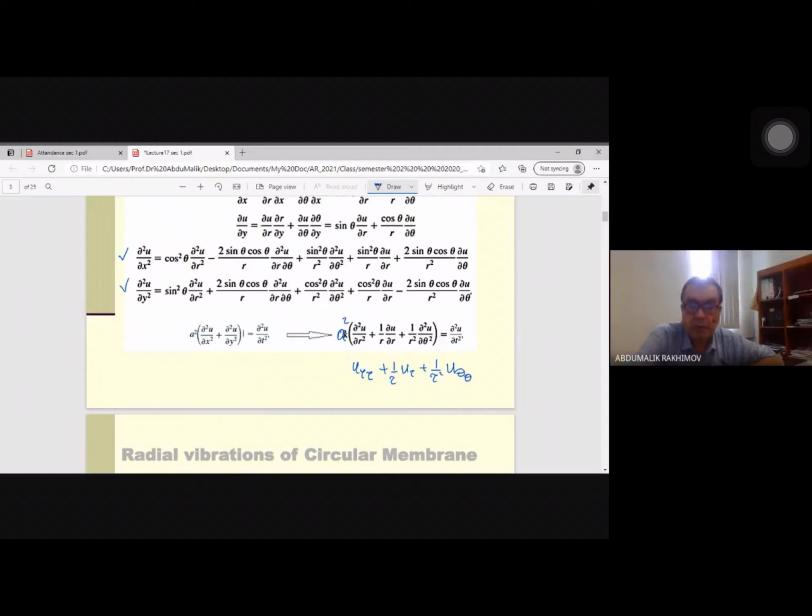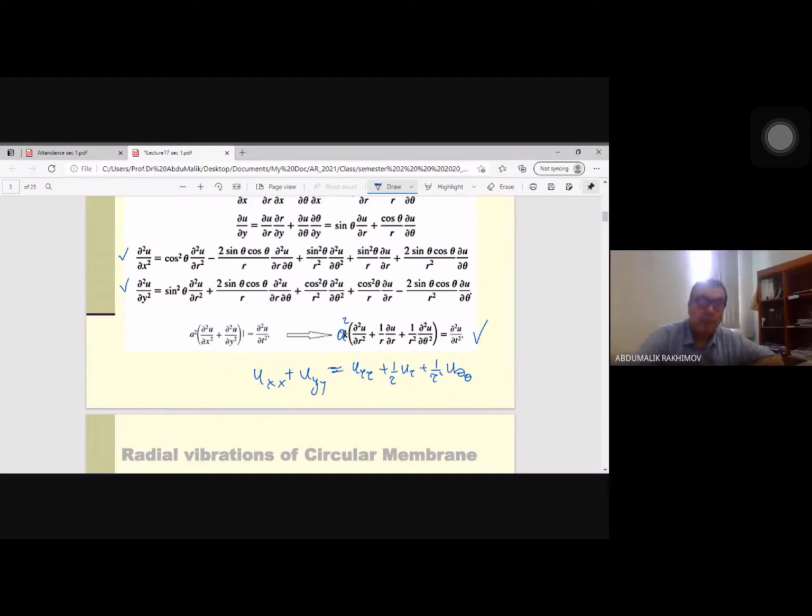What we obtained, we just transfer here: u_xx plus u_yy is equal to this, right? That was lecture number, I don't know, 12 maybe, you have to check. So we did the same calculations in previous classes, and u_xx plus u_yy is equal to this. Then you substitute, and you will get this equation. This equation is the same wave equation, the two-dimensional wave equation, but in the polar system, right?